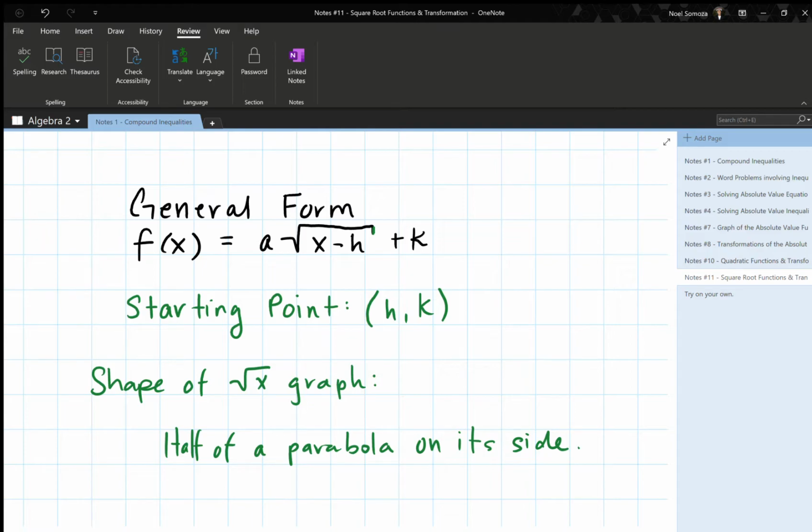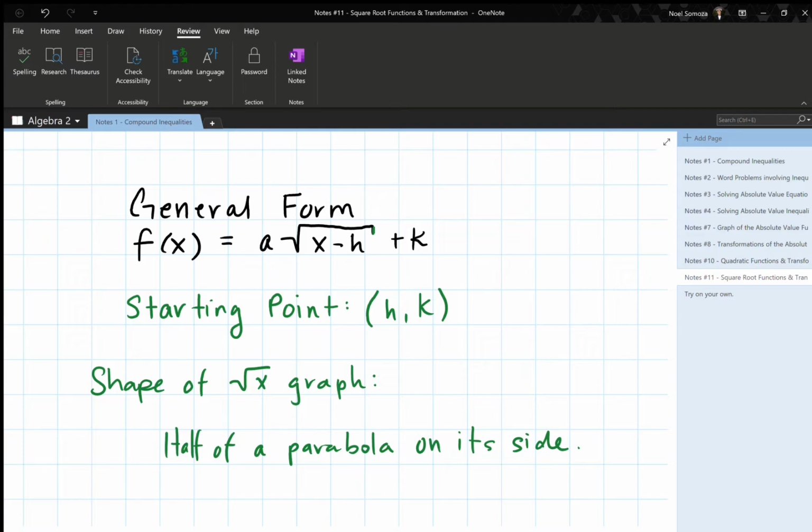We don't have a vertex, but we do have something similar to it in the sense that we have a starting point. And the starting point we can find by taking h and k, the same way, opposite h, k. Okay, so it's very familiar, very same process. Now, the difference, of course, is the shape. The shape of a square root function is almost like a parabola cut in half and then laying on its side. That's how I like to think about it.